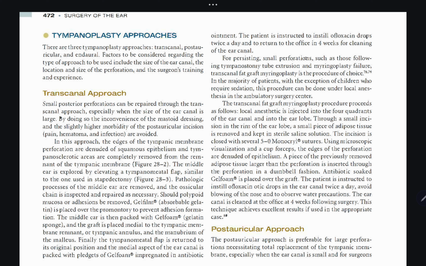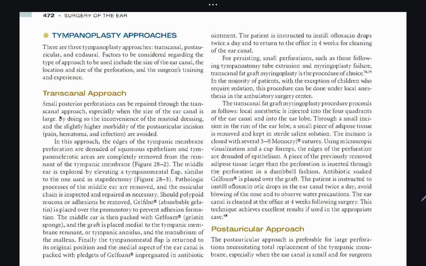For persisting small perforations, such as those following tympanostomy tube extrusion and myringoplasty failure, transcanal fat grafting myringoplasty is the procedure of choice in the majority of patients, with the exception of children who require sedation. This procedure can be done under local anesthesia in the ambulatory surgery center. The transcanal fat graft myringoplasty procedure proceeds as follows.